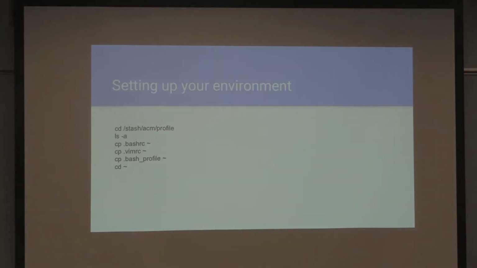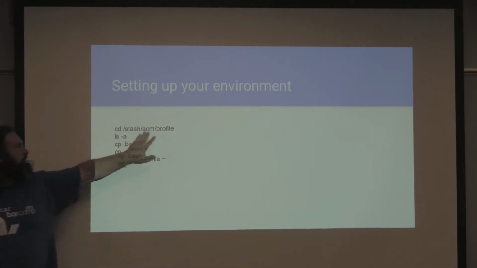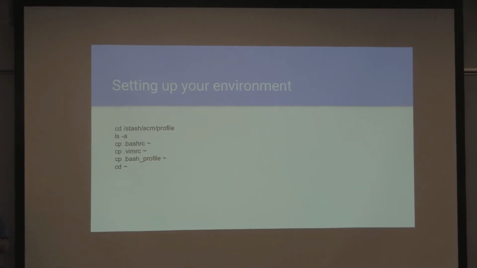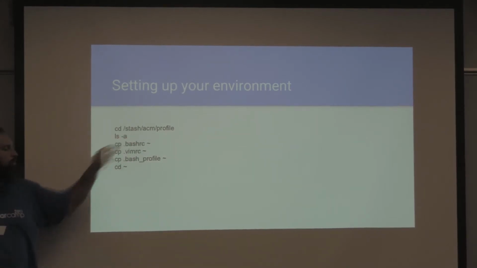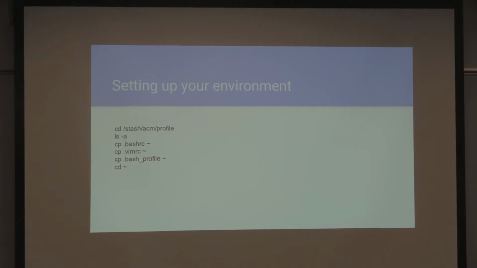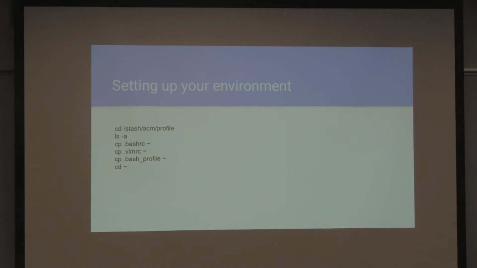Okay, so now we're going to start setting up your environment. What you're going to do is I want you to type each of these commands one at a time. So you're going to cd from root. We're going to a hidden folder called stash, going to the ACM folder in that hidden folder, and then go to profile. And then you're going to actually list what's there. Those three folders that we're about to look at, they're all hidden. You don't actually see them unless you put -a there. Yeah, no such file or directory.